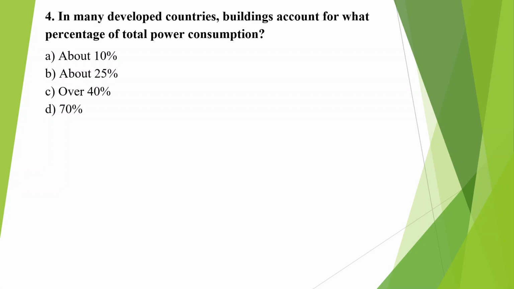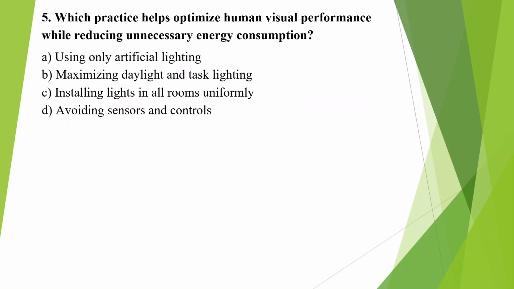So let's move to the next question, as all of you have answered it correctly. Question number 5. Which practice helps to optimize human visual performance and also helps in reducing unnecessary energy consumption? So which strategy will you opt for in order to optimize human visual performance and reduce the energy consumption at the same time?